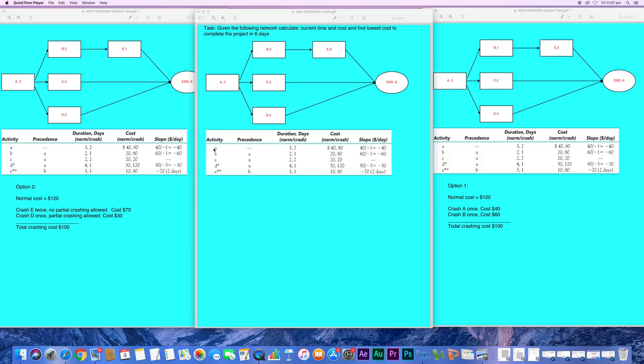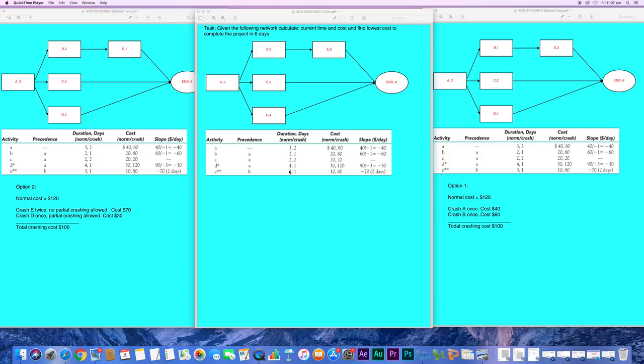Duration, how to read duration. There is normal time here: 3 for activity A, 2 for activity B, 2 for activity C, 4 for activity D, and 3 for activity E. What's our critical path? 3 plus 2 plus 3 is 8. 3 plus 2 is 5. 3 plus 4 is 7. So our critical path is A, B, E. We're only considering crashing activities on the critical path.